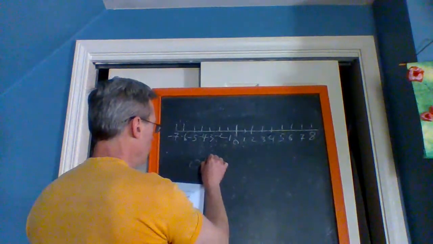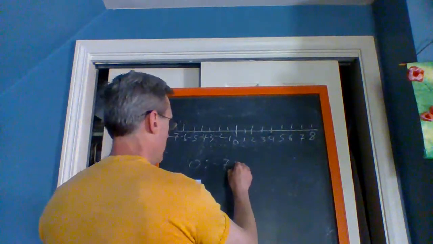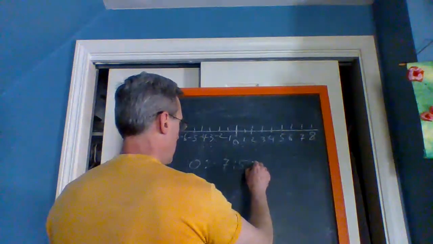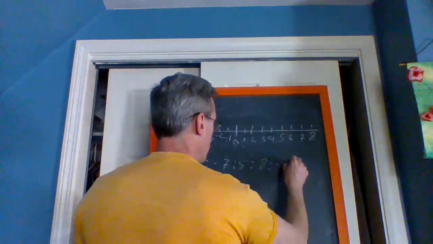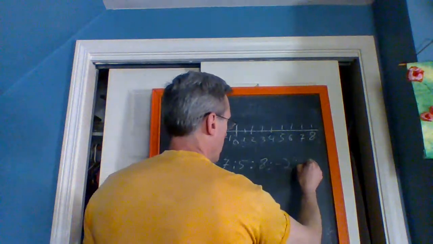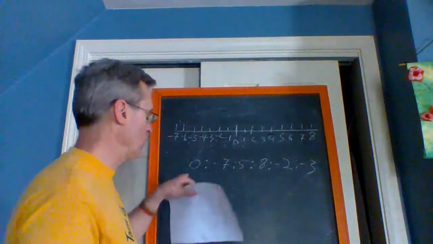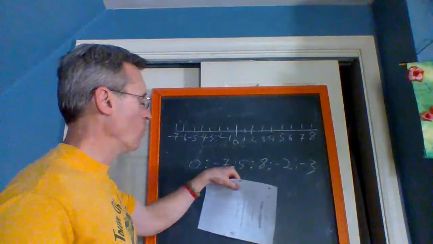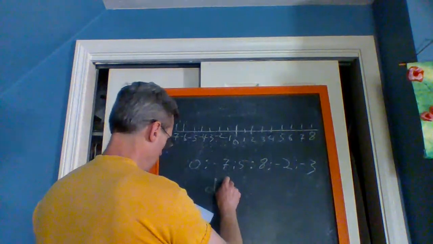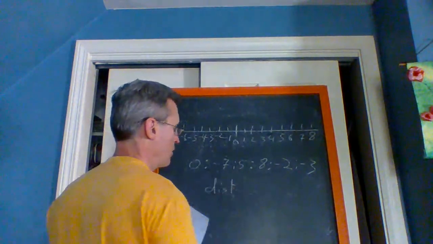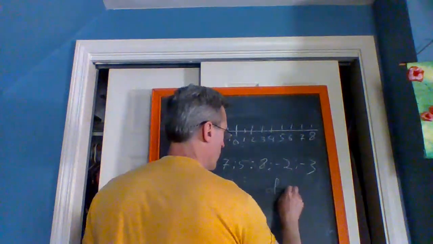It goes from 0, -7, 5, 8, -2, and then -3. So what you're going to do is pretend you're standing on the number line, and you're going to start at the first number, and then walk to the various numbers. And then we're going to find out what the distance is. We're going to count the distance in, let's say, paces, and the displacement.